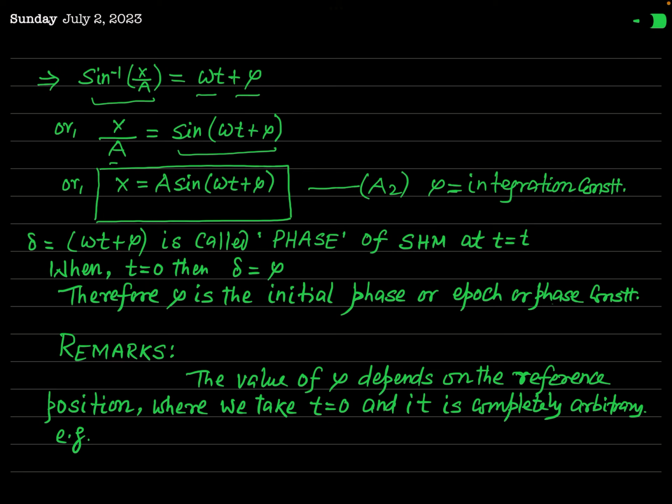And so x will be equal to a sin(ωt + φ). This is actually the solution of the equation of simple harmonic motion, because we have obtained x as a function of t. And you can see in this equation there are two arbitrary constants: one is a and another is φ.